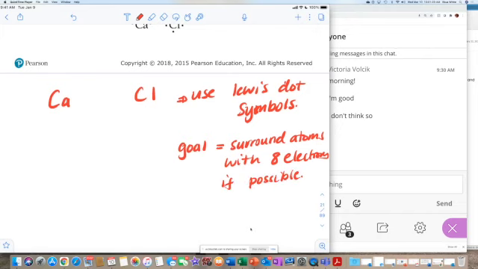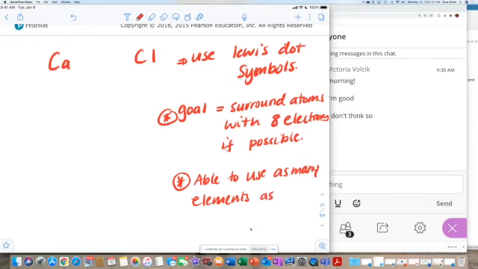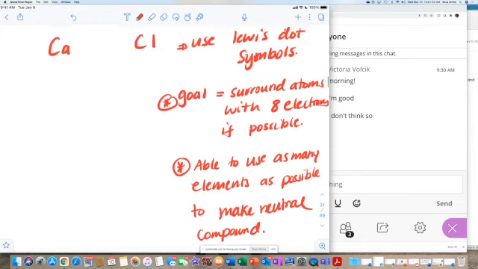Because remember, there's some that can't do it, and if they can't do it, they just can't do it. So what are we going to be doing though? I'm going to talk about things that we are allowed to do. We are able to use as many elements as possible to, I'd say, make a neutral compound. I'm trying to remember the rules in my head since I'm kind of making this up.